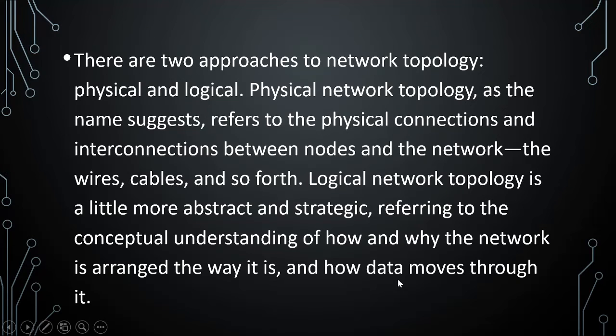So there are two approaches to network topology. First is the physical and the second is the logical. Physical network topology, as the name suggests, refers to the physical connections and interconnection between nodes and the network, the wires, cables, and so forth. Logical network topology is a little more abstract and strategic, referring to the conceptual understanding of how and why the network is arranged the way it is and how data moves through it.